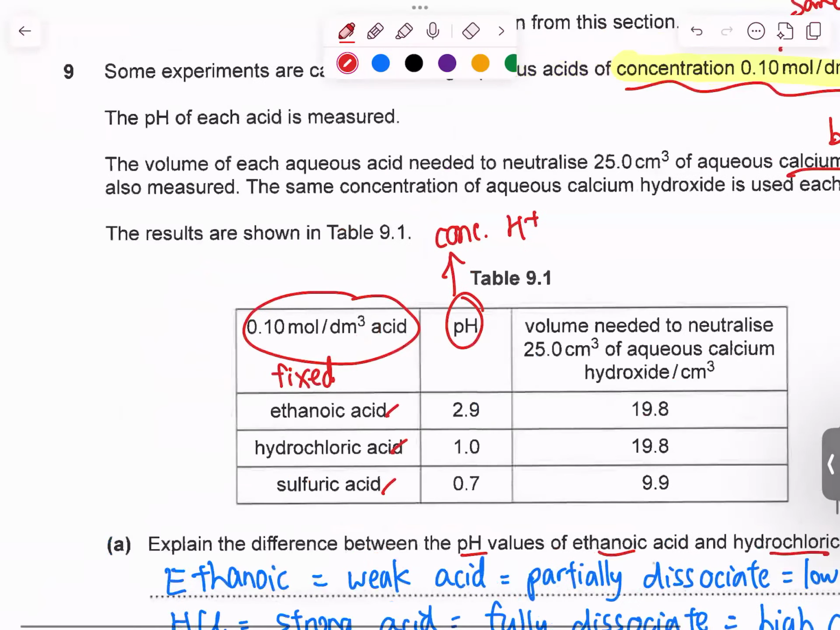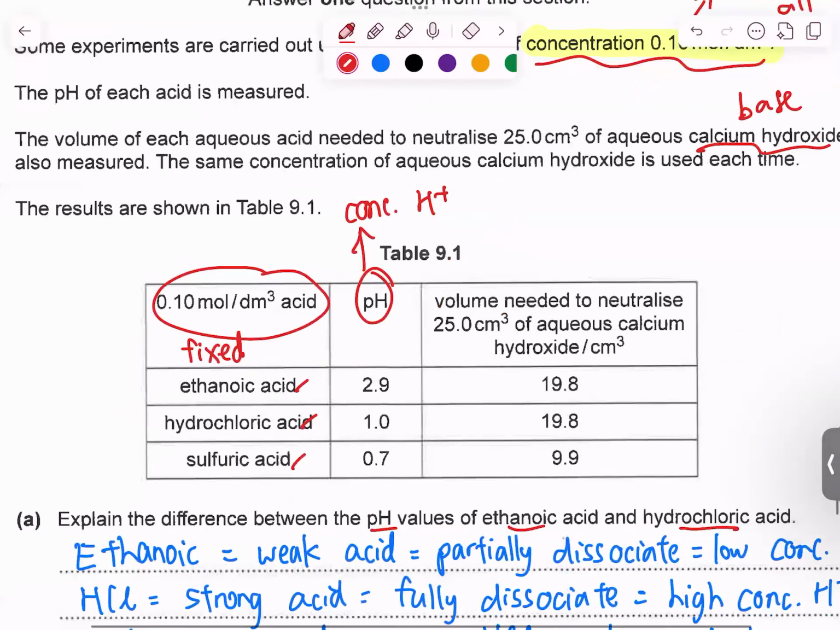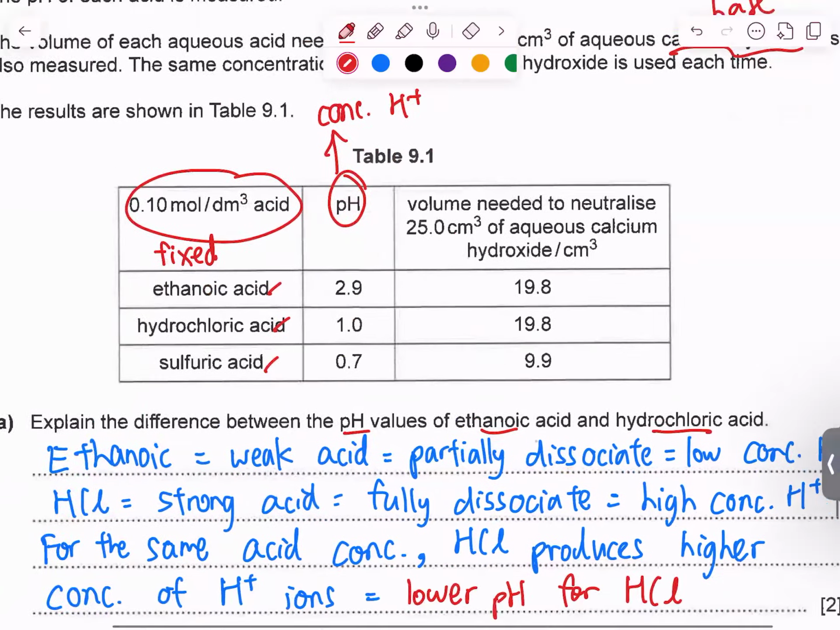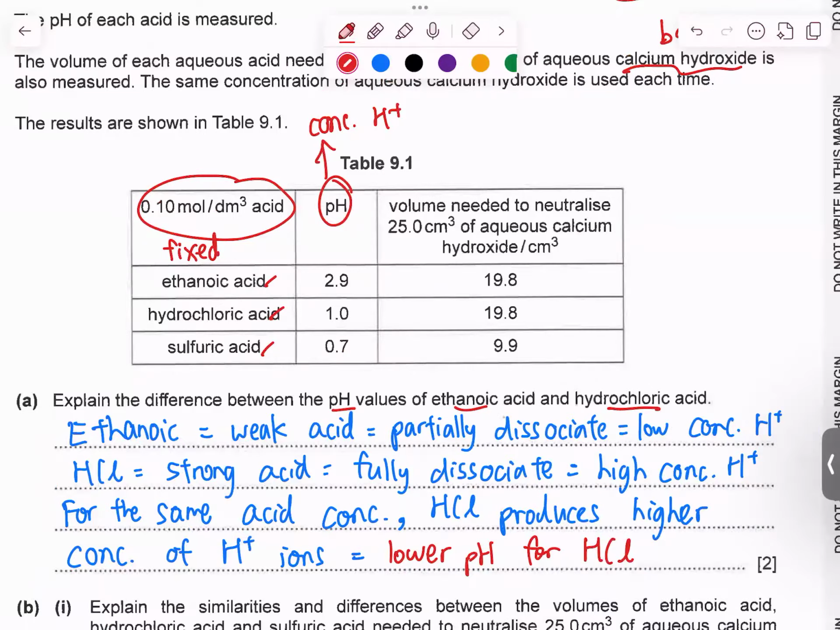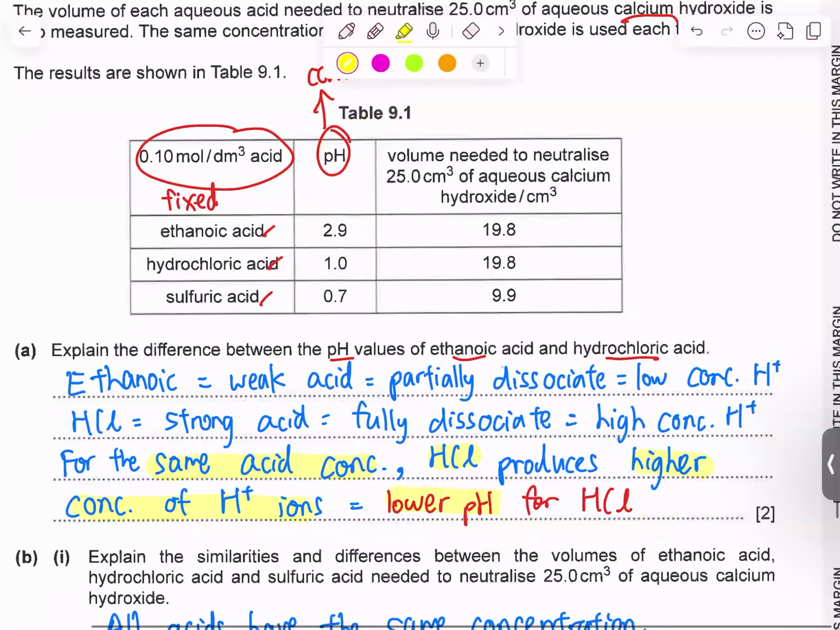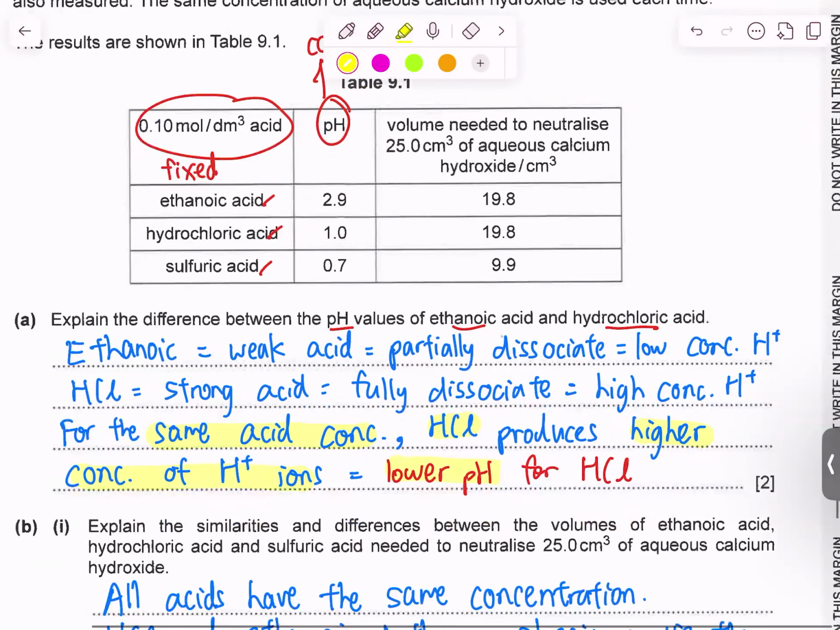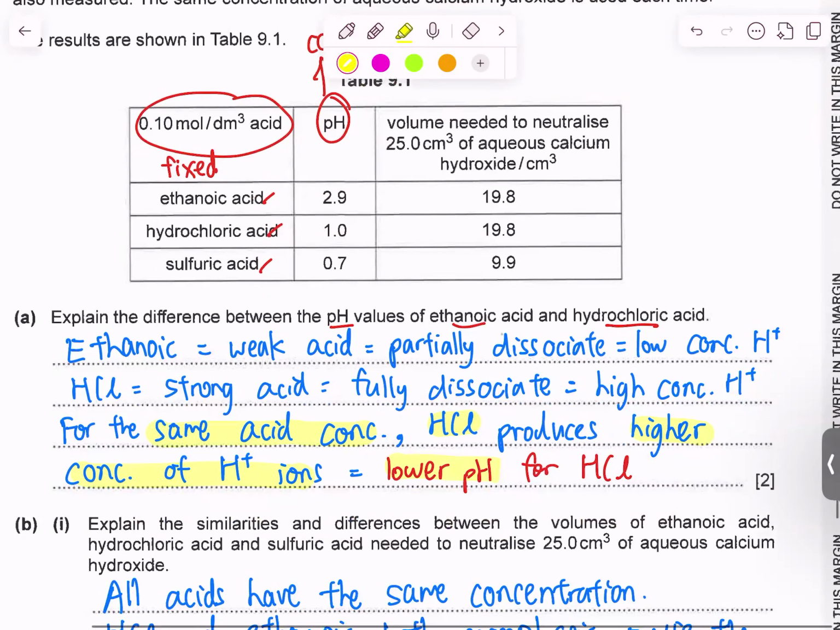So both are monobasic acids, but one is weak and one is strong. So ethanoic acid, weak acid, only partially dissociates to form a low concentration of H plus. On the other hand, HCl, strong, fully dissociates, higher concentration of H plus. For the acid of the same concentration, HCl will produce a higher concentration of H plus, so the pH will be lower. Okay, so pH has an inverse relationship with the concentration of H plus ions. More H plus ions, lower pH.